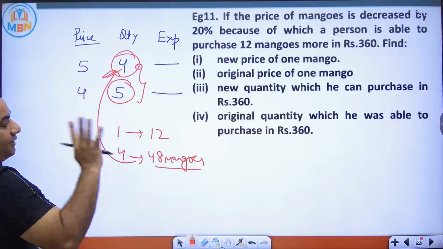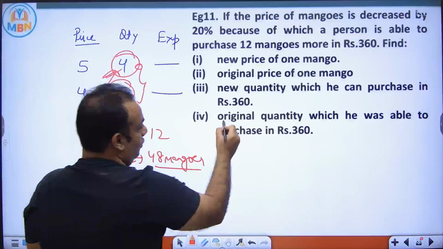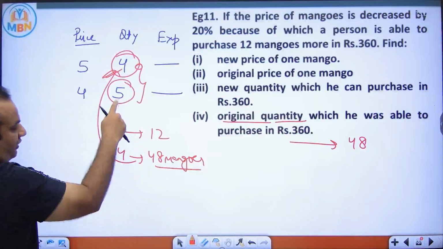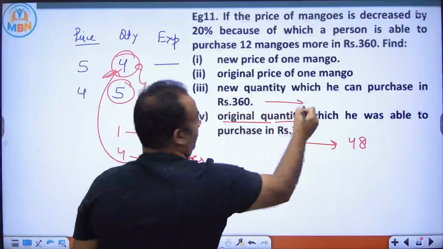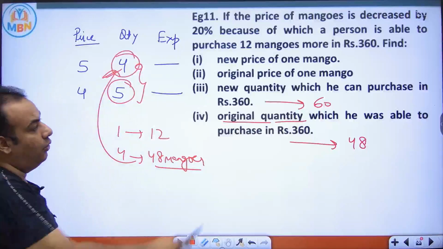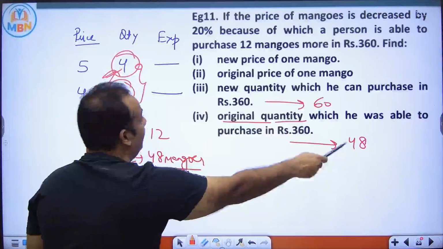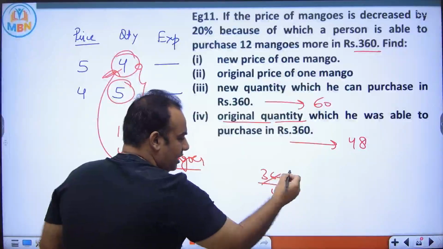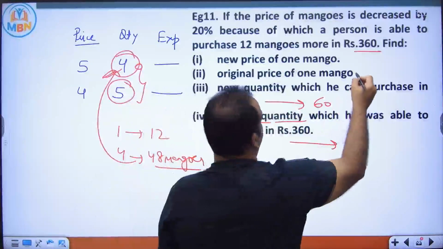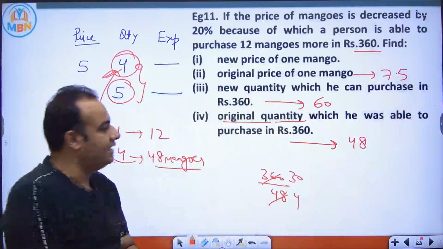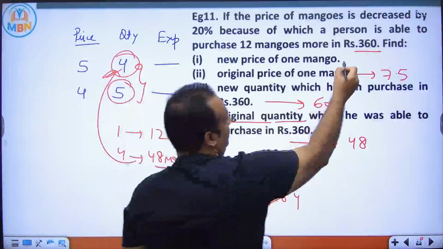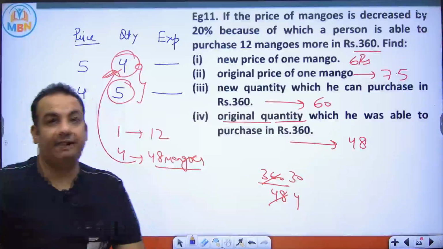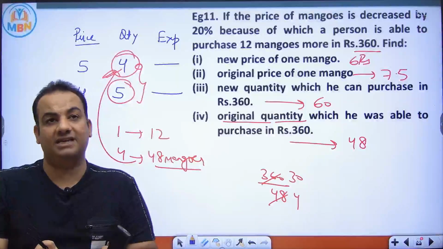Now, see what they can ask you. They can ask you the original quantity. Answer for this is 48. Now, if they ask you new quantity, because 1 unit is 12, so 5 units is 60. So, the new quantity is 60. Now, if they ask you the original price, because the original quantity is 48 in 360 rupees, 360 divided by 48, that is 7.5. And if you want the new price, new quantity is 60. So, 360 divided by 60, that is what? 6 rupees. Okay. I'm again repeating, as it is a recorded video, you have to work on this.